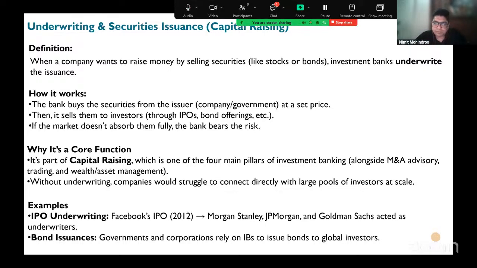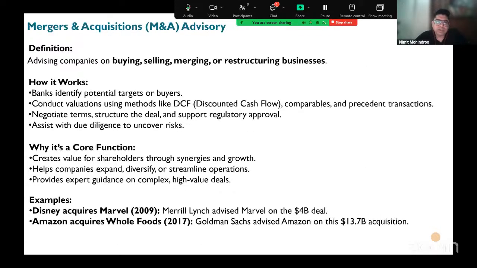Shall we move? So the next part, mergers and acquisitions, is being taken care of by Taibu. So Taibu, please comment. Thank you, Mr. Nemeth.